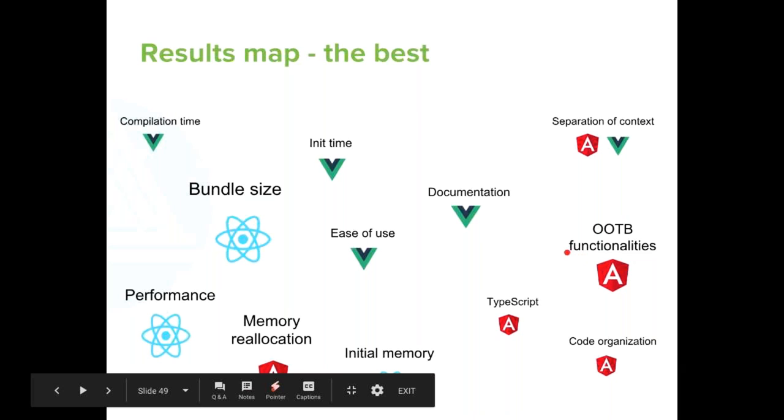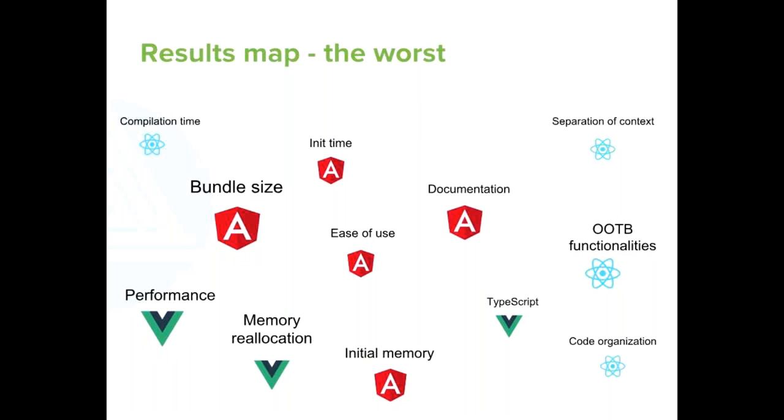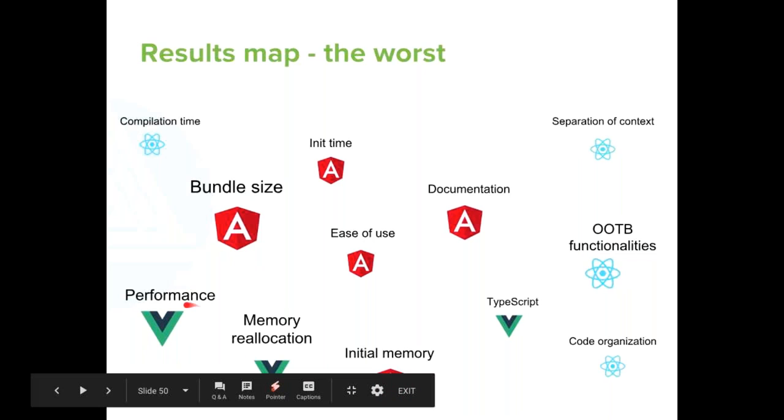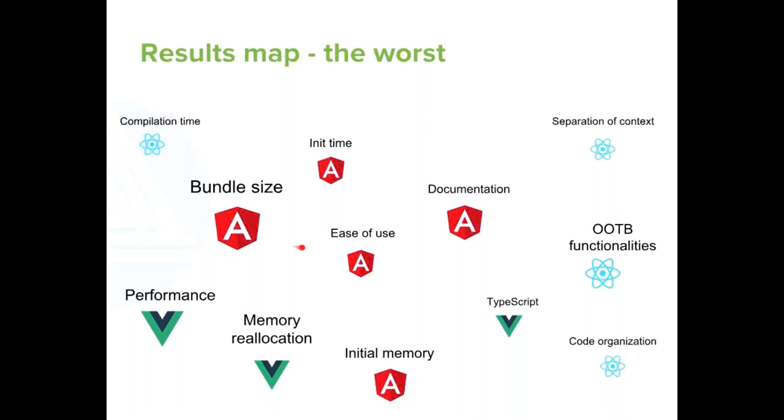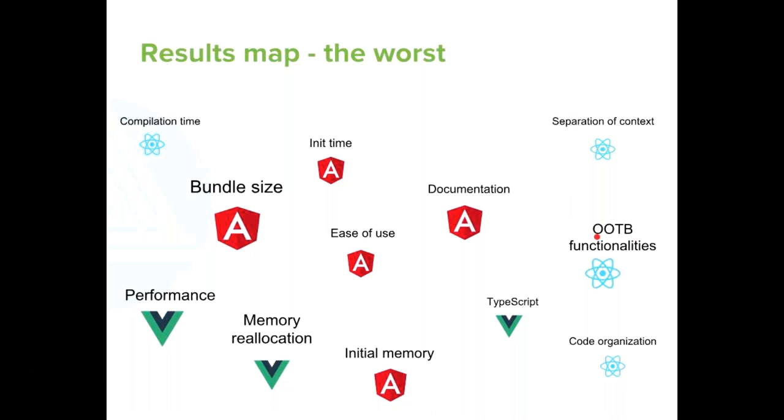And then you can see on the next slide the map of which frameworks did the worst in these categories. In the most important ones, two of them are Vue: memory reallocation and performance. For bundle size, the biggest one was Angular, and also the smaller important factors, also Angular. And in my subjective properties, React. What I mean by OOTB is out-of-the-box functionalities, so functionalities that come with the framework. So that's the result map.